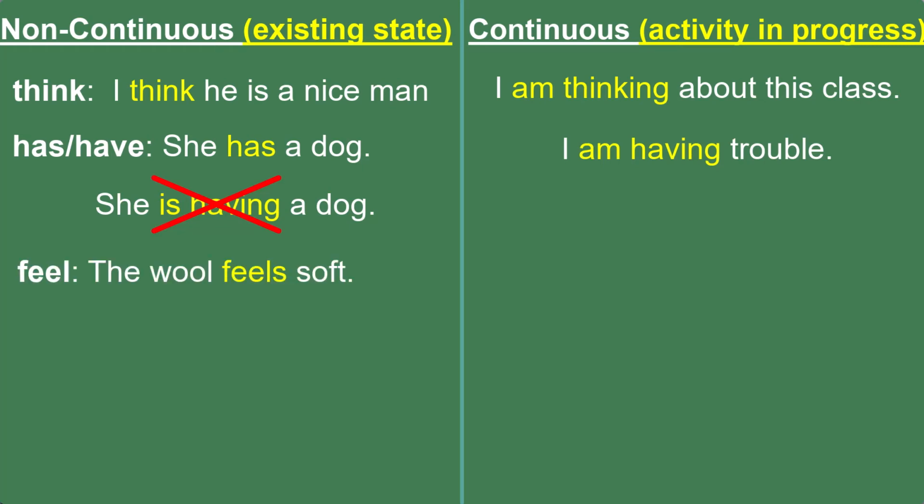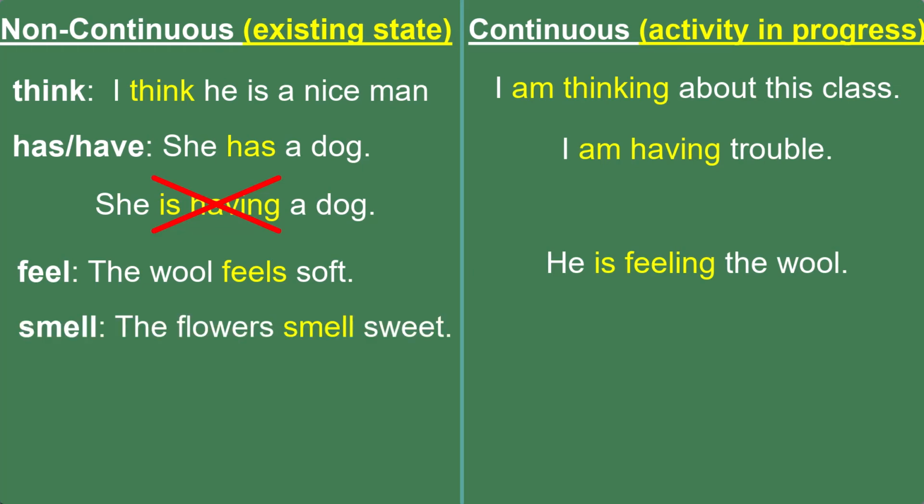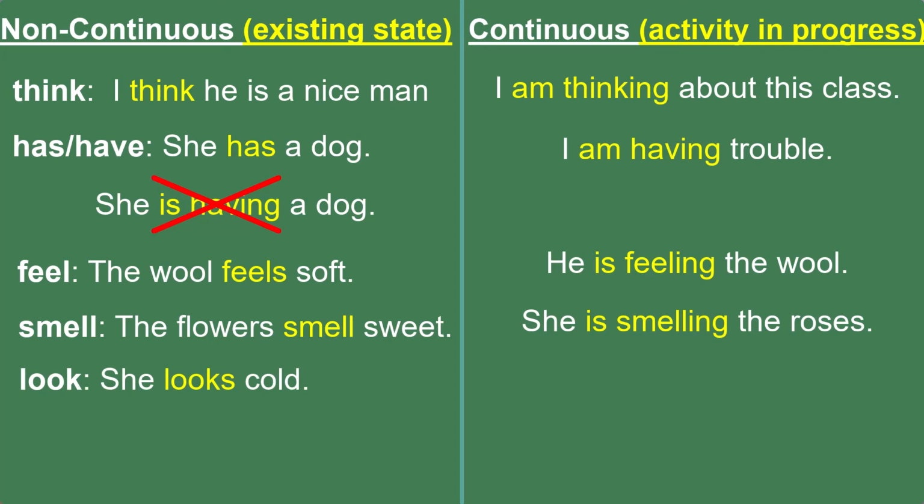Next one, feel. The wool feels soft. It's an existing state. Compare to, he is feeling the wool. He is doing something. The next one, smell. The flowers smell sweet. Describes the flowers. She is smelling the roses. This is an actual activity. Look. She looks cold. Or, we are looking at the picture.